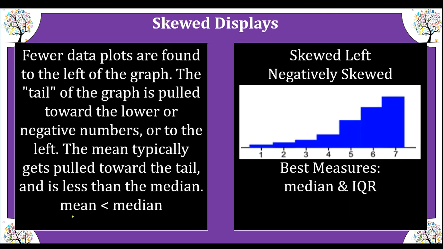Okay, now let's look at when we have the data that's skewed left. So this is the opposite. That means most of your data is on the right side, but we do have some values that are pulling it to the left in a negative direction. And again, that means we have some possible outliers. So the best measures to use are median and IQR, those resistant measures.